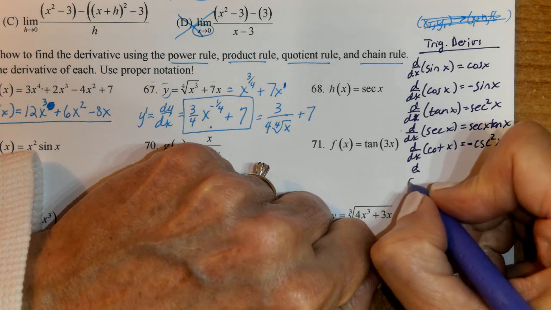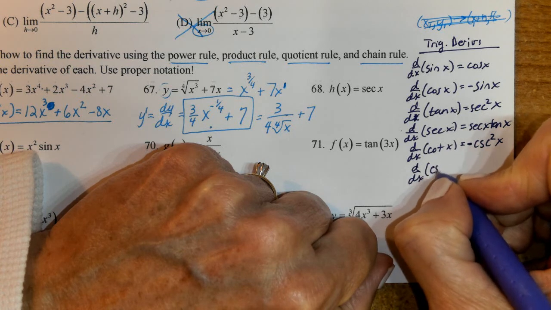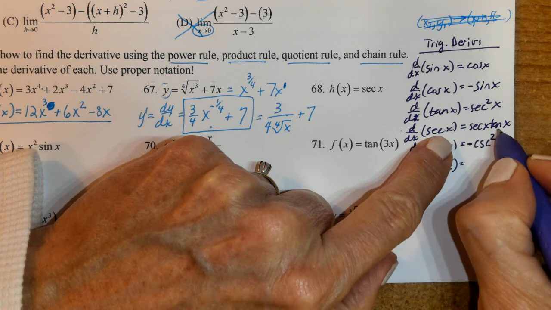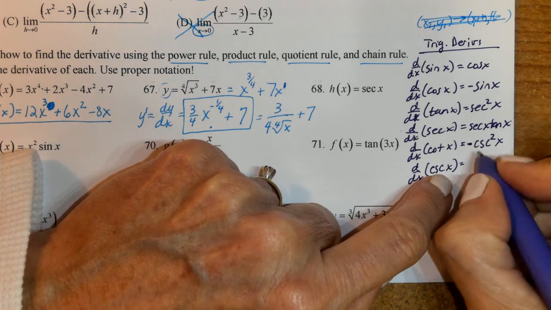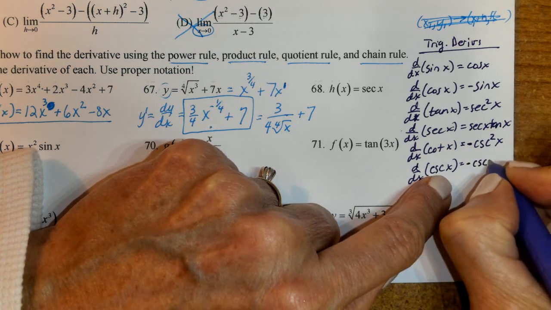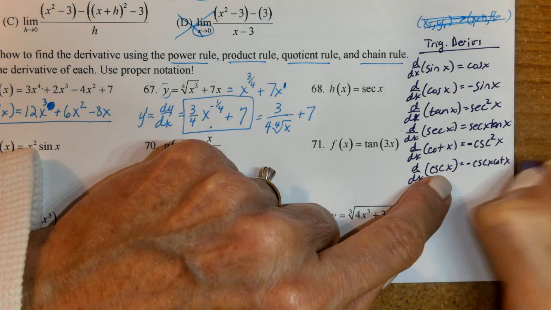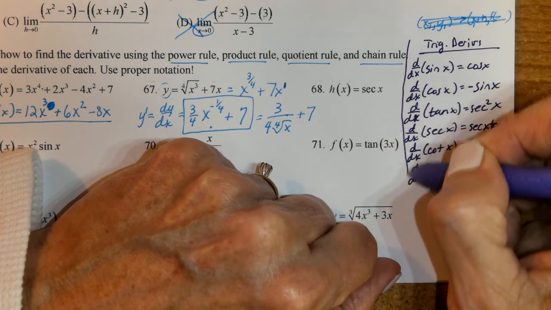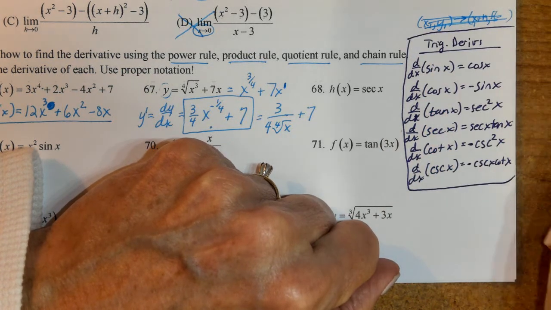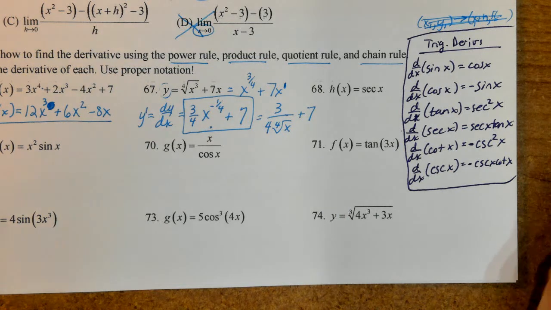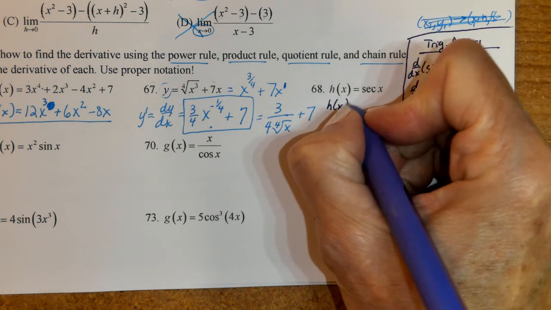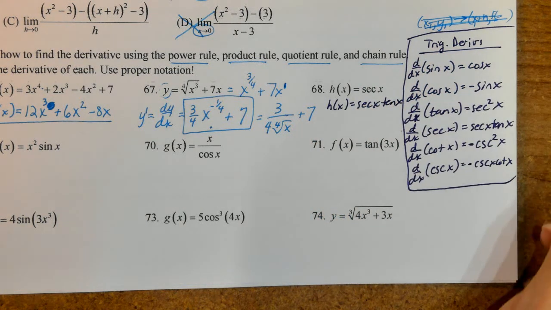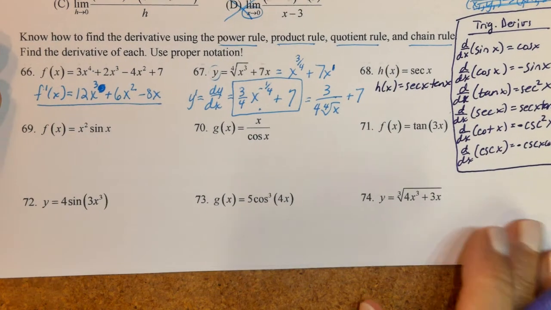And then the derivative of cosecant, I think of the derivative of secant as secant tangent, so the derivative of cosecant is negative cosecant cotangent, squeezing that in. Okay? So these are things you need to know. Okay? So, the derivative of secant is secant tangent. Alrighty?